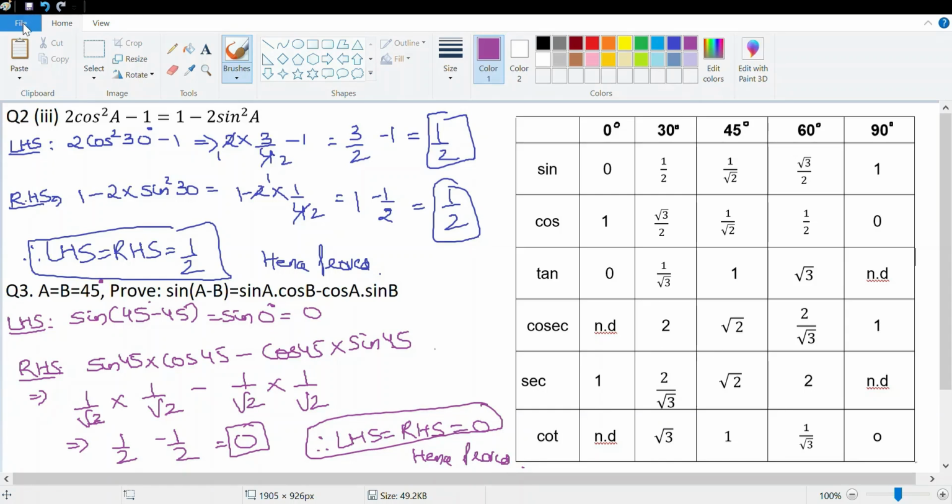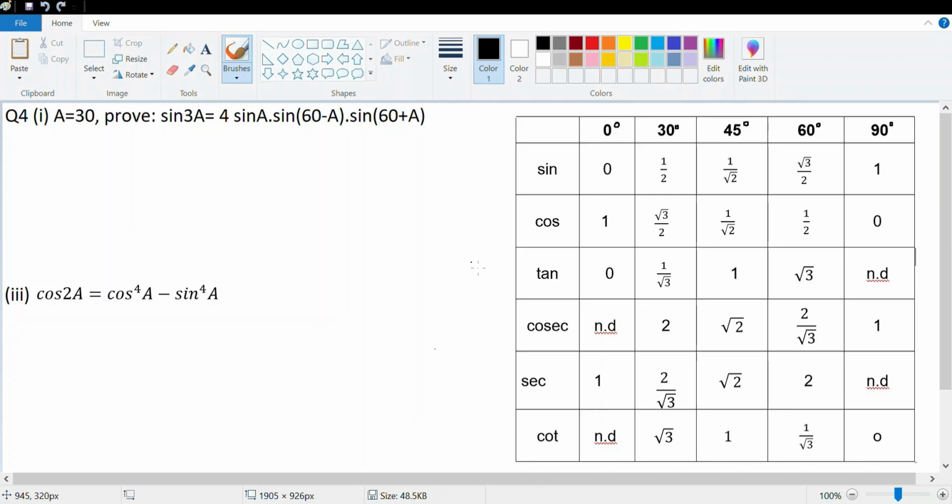Let's look at the next question. The next question that we do is question number 4 part 1. It says if A is equal to 30 degree, prove sine 3A is equal to 4 sine A dot sine 60 minus A dot sine 60 plus A. Again, let's work with left hand side first. So left hand side is sine 3A, which means 3 into 30 degree, which is sine 90 degree, and sine 90 degree is equal to 1.